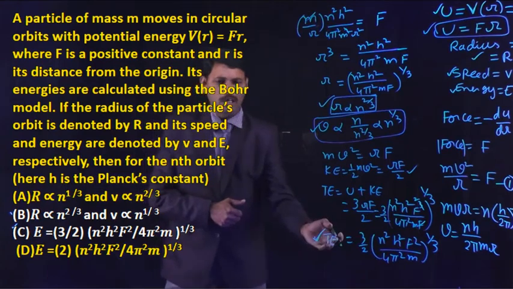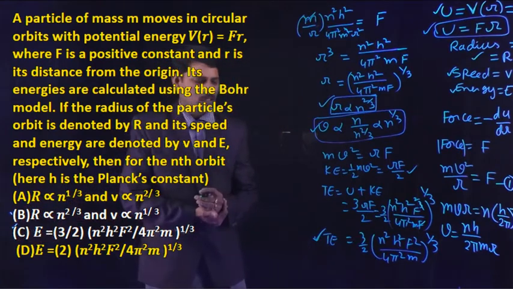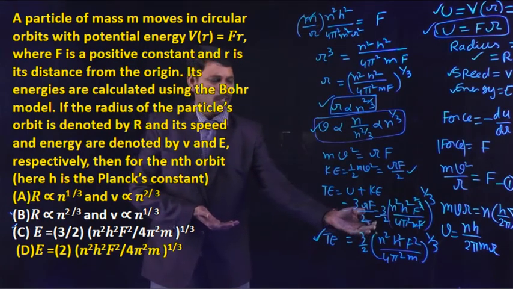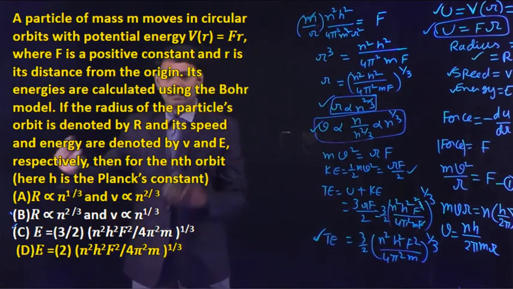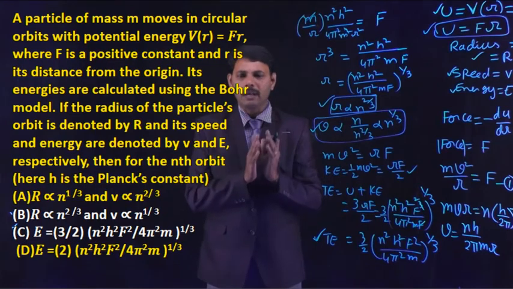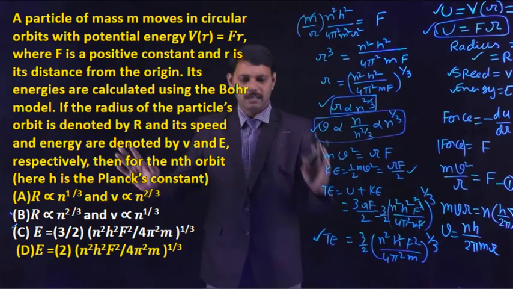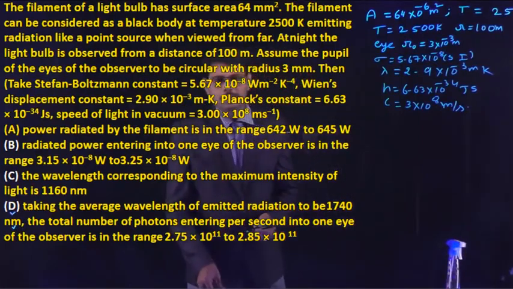And coming to total energy in option C, here we compare this one. E, the total energy, is 3 by 2 m square h square f square by 4 pi square m, whole power 1 by 3. So in this multiple correct option question, we find B and C are correct. Students, let us move on to the next question.